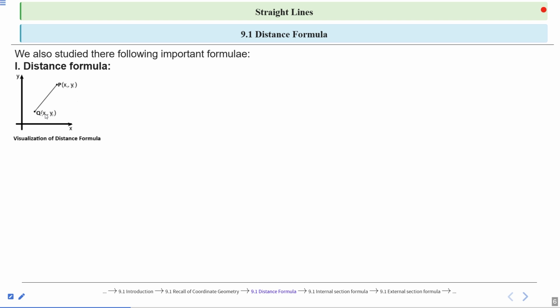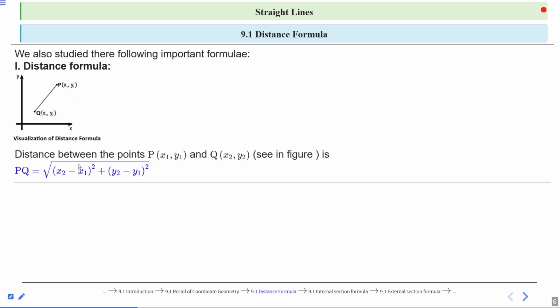We studied in our earlier classes about the distance between 2 points in 2D. The coordinates of P are x1 comma y1 and the coordinates of Q are x2 comma y2. Then the distance between the points P and Q is PQ, which is equal to square root of (x2 minus x1) whole square plus (y2 minus y1) whole square.